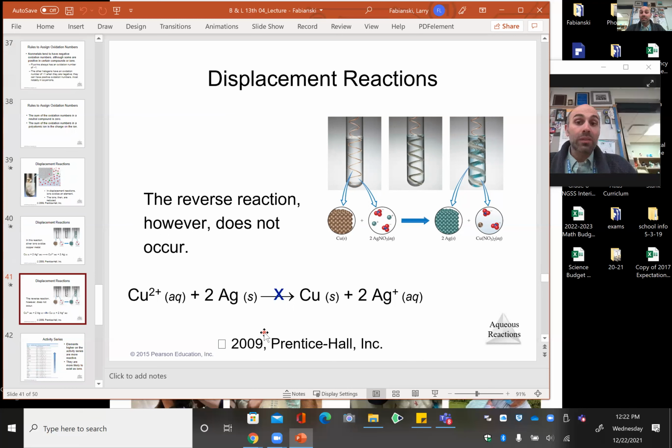The reverse reaction, however, does not occur. It doesn't have enough energy. It doesn't want to go back. It wants to fall down. You can't fall uphill.